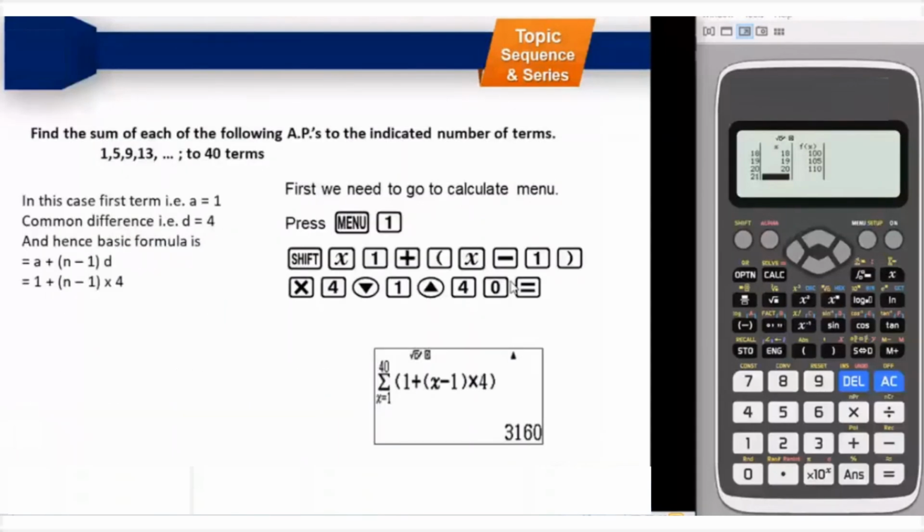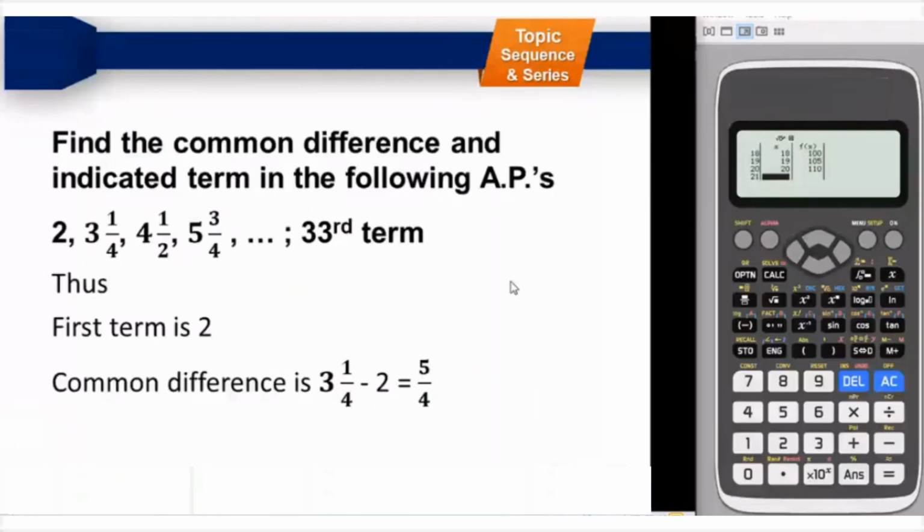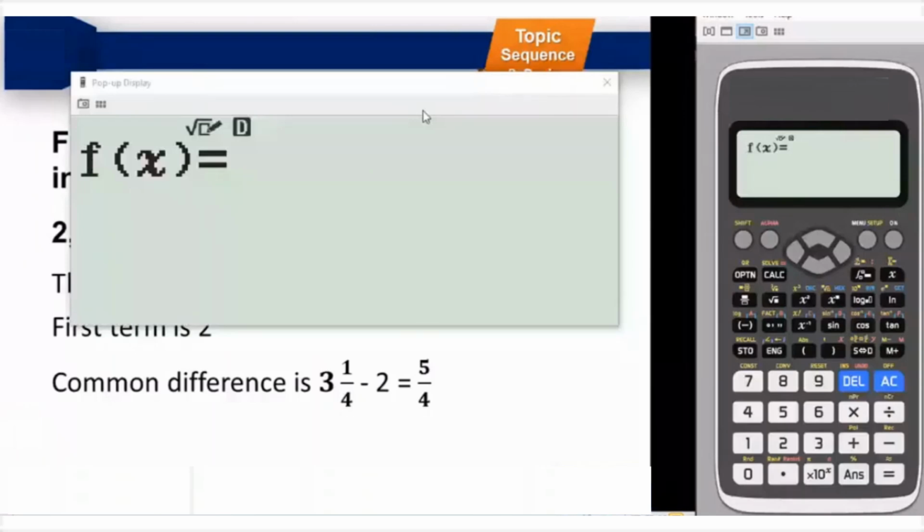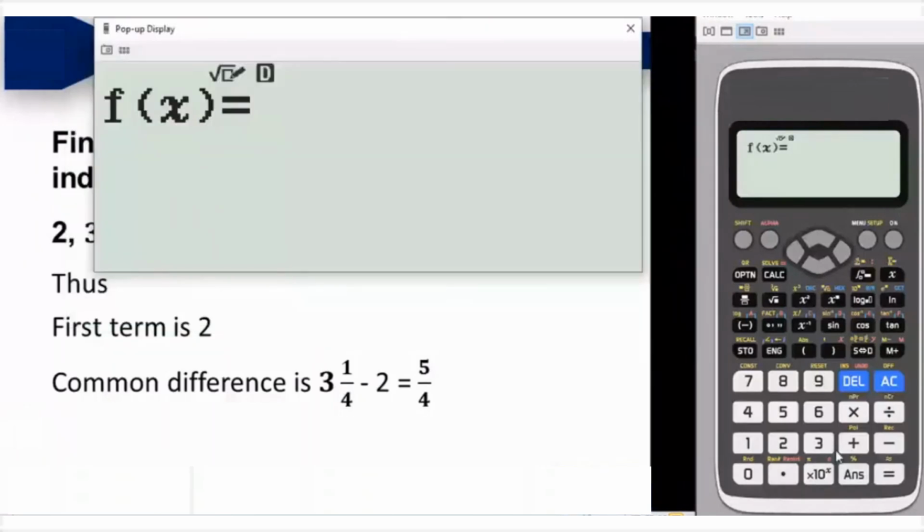All right, what I'll do is I'll solve it. The first term a is 2 plus n minus 1, that is x minus 1, and the common difference is 5 upon 4.